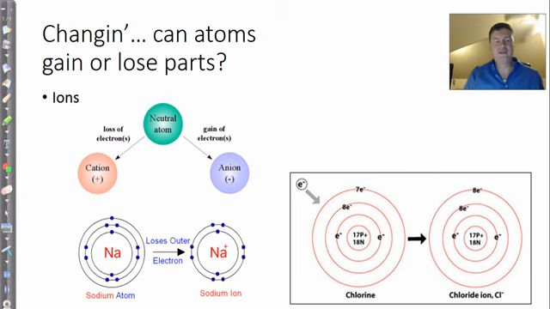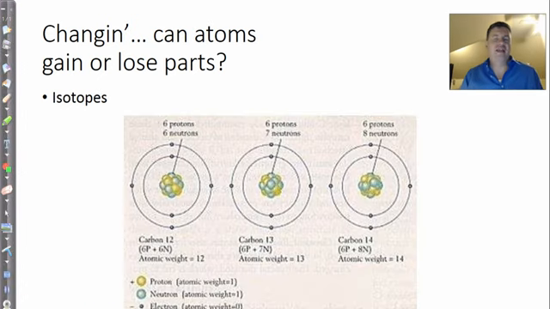Okay, let's consider one other case where atoms can gain or lose parts. We didn't mention in the discussion of ions anything about neutrons, because the neutrons really aren't changing in ions, but they can change in this form called isotopes. So here we have carbon, and you see we have what's called carbon-12. It's called carbon-12 because there are 6 protons and there's 6 neutrons in its atomic nucleus. 6 plus 6 is 12. So that's why it's called carbon-12.